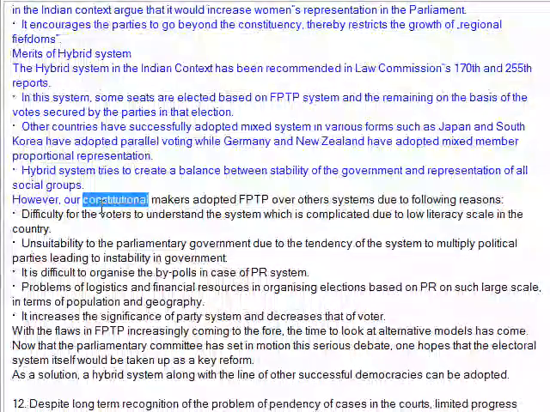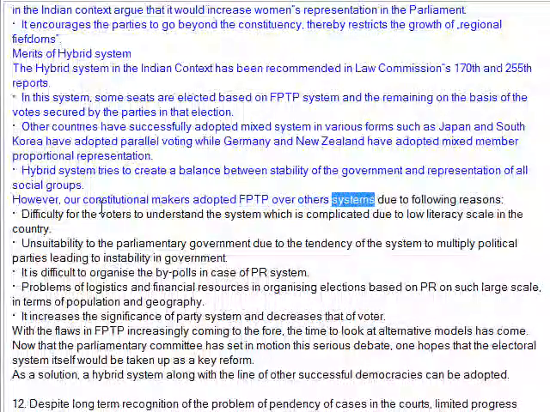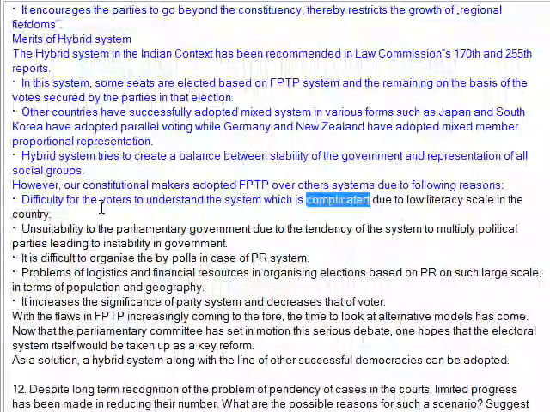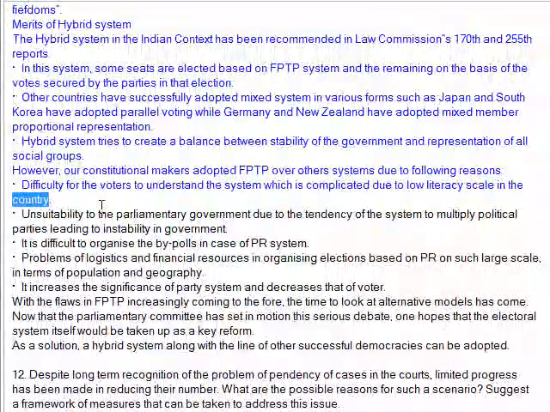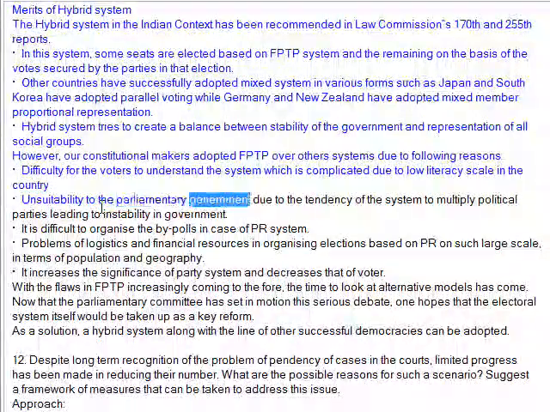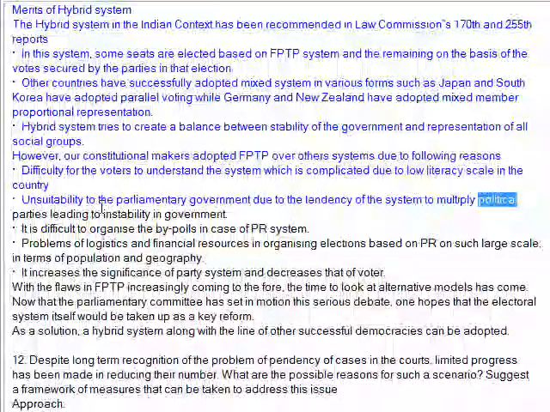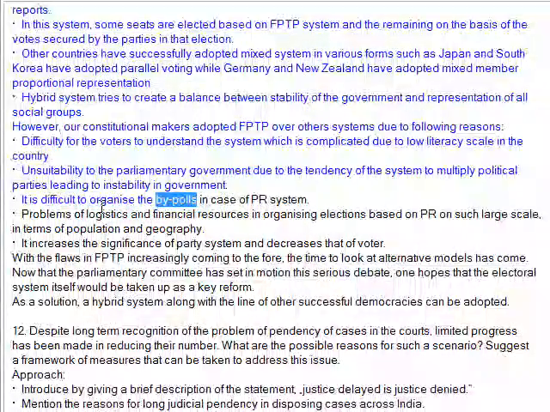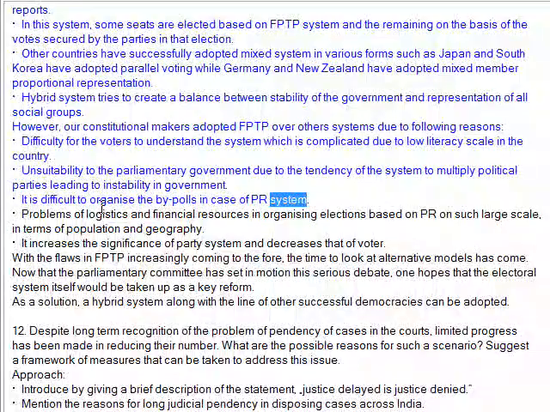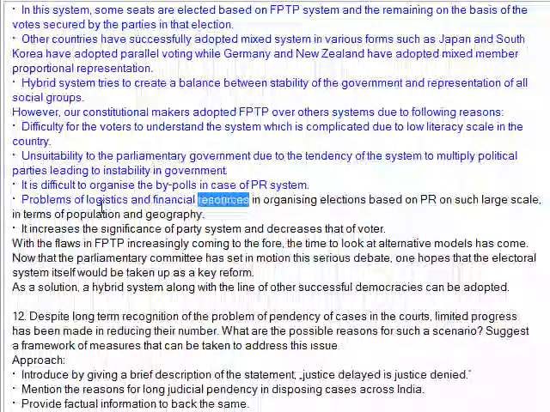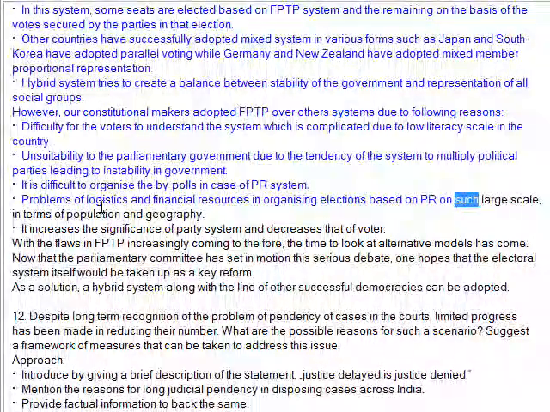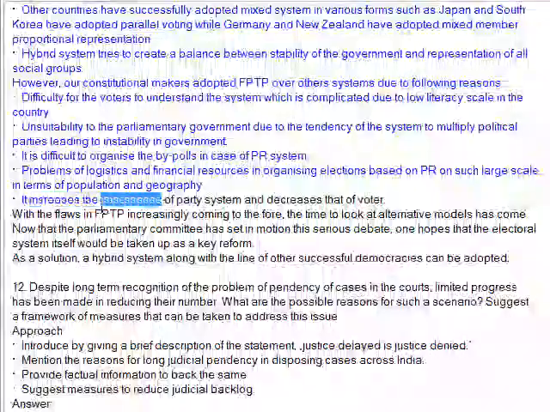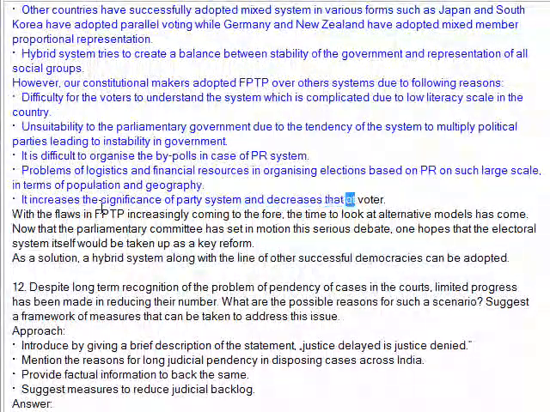However, our constitutional makers adopted FPTP over other systems due to the following reasons: difficulty for the voters to understand the system, which is complicated, due to the low literacy rate in the country; unsuitability to the parliamentary government due to the tendency of the system toward multiple political parties, leading to instability in government. It is difficult to organize bypolls in the case of the PR system. There are problems of logistics and financial resources in organizing elections based on PR on such a large scale, in terms of population and geography. It increases the significance of the party system and decreases that of the voter.